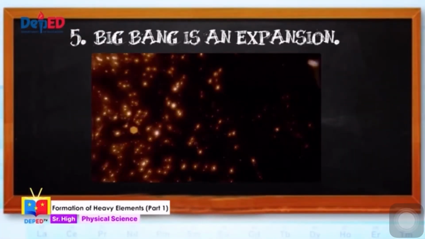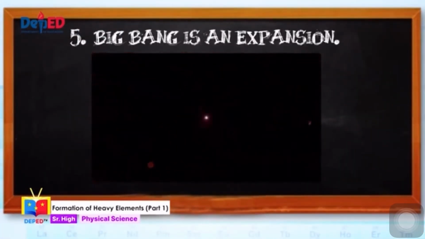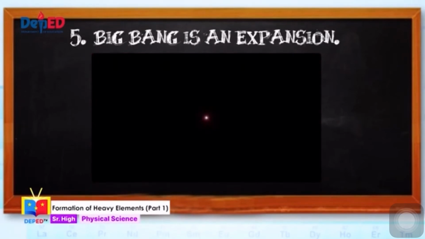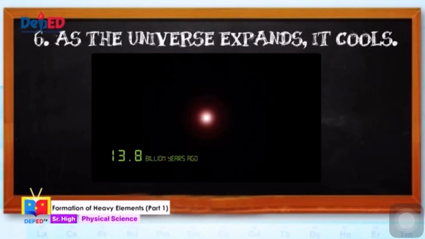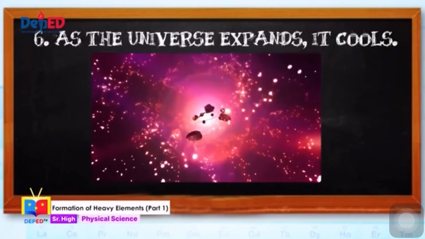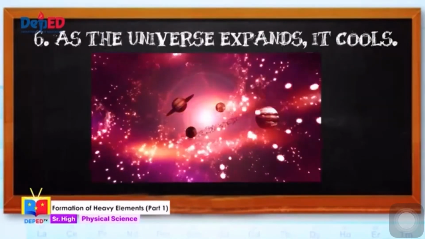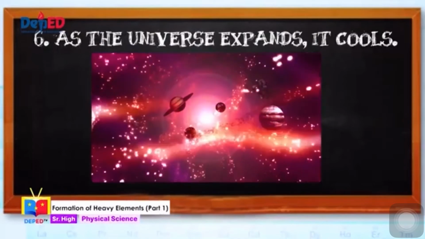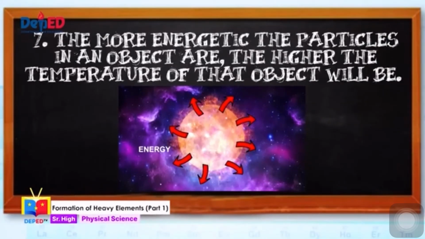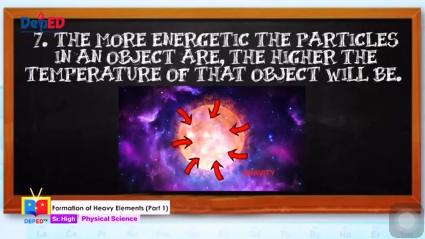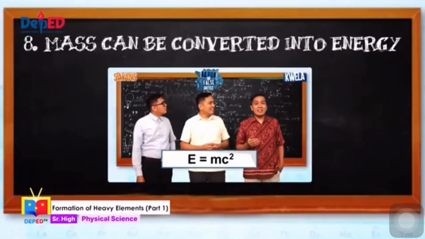Number 5. Big Bang is not an explosion. It is the expansion of space. Number 6. As the universe expands, it cools. This tells us that the universe was hot before, hot enough to energize particles to combine and collide. But as the time went by, it became cooler and cooler. Number 7. The higher the energy of the particles in an object are, the higher the temperature of that object will be. Number 8. Mass can be converted into energy.